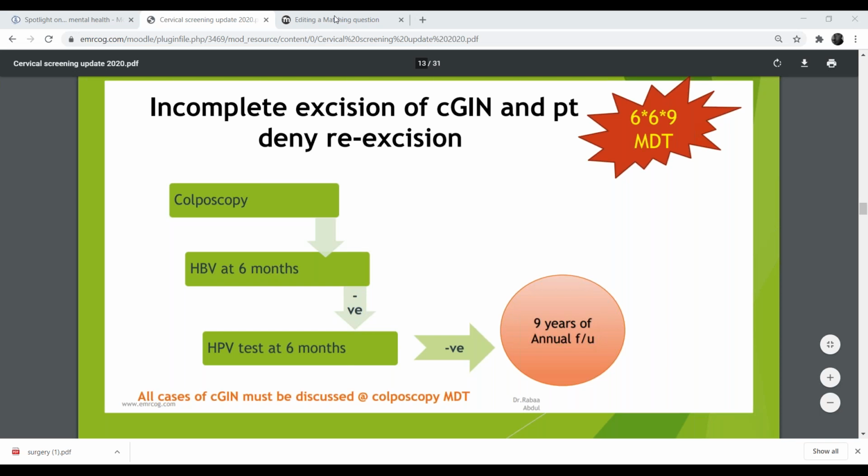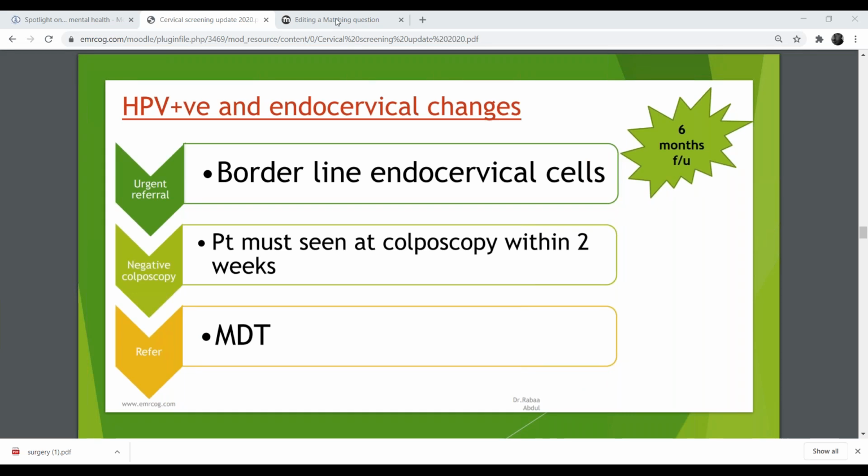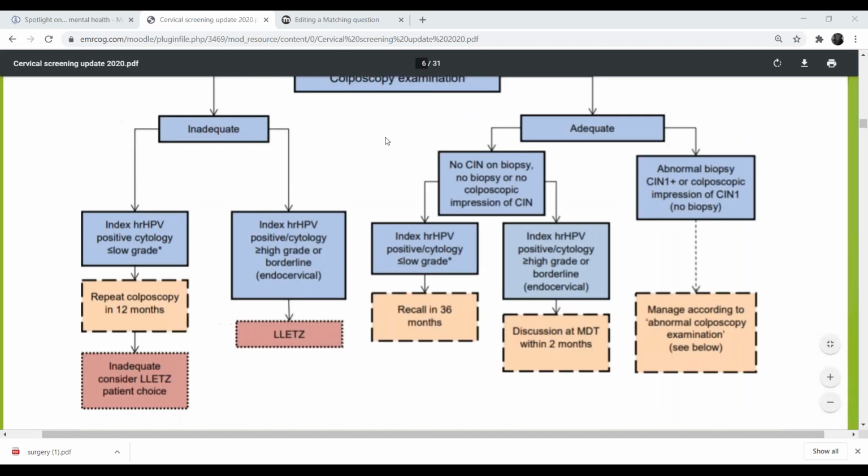Again, these are the important cases that usually appear in the recall, so it can be a candidate for the new exam. HPV and endocervical changes. If you have endocervical changes, you will need urgent referral. The patient must be seen at colposcopy within 2 weeks and referred to the MDT, and this MDT discussion should be done in 2 months. Coming to colposcopic examination, while the colposcopic finding or examination was inadequate, part of the new algorithm.